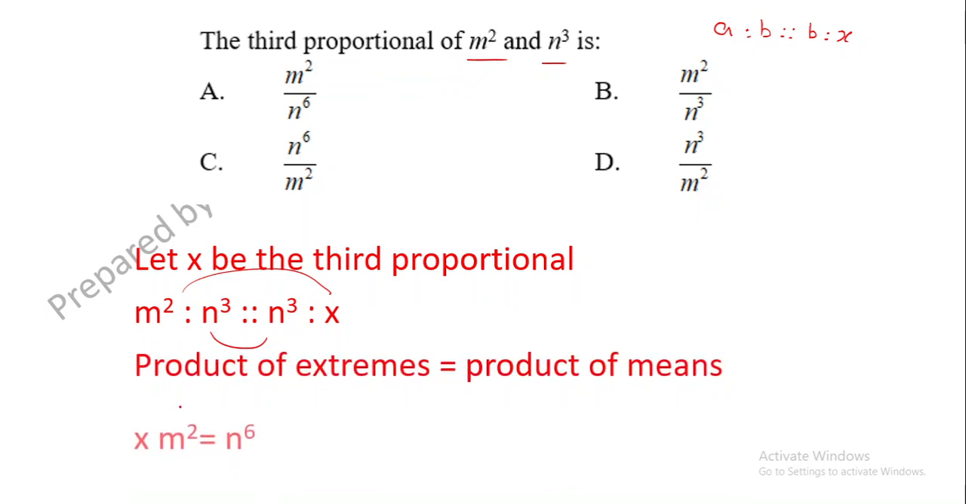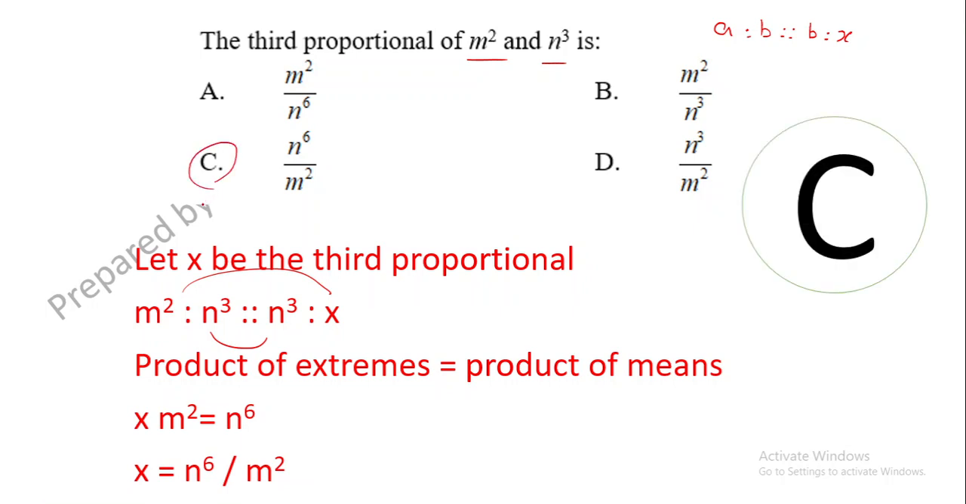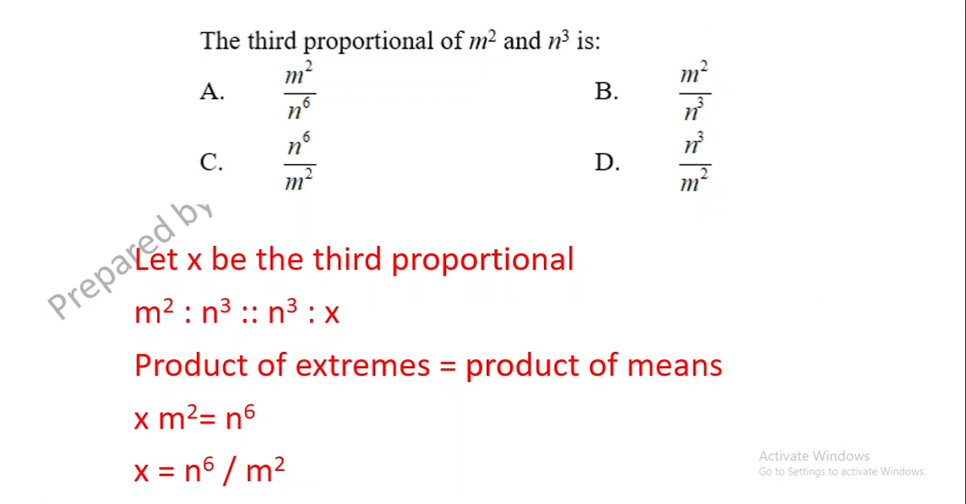So you can find out x: x m square is equal to n power 6. So what is the value of this x? Find out which option is the right one. So C is the right option. So you know these are all MCQs, they are questions by themselves. So the right answer is option C.